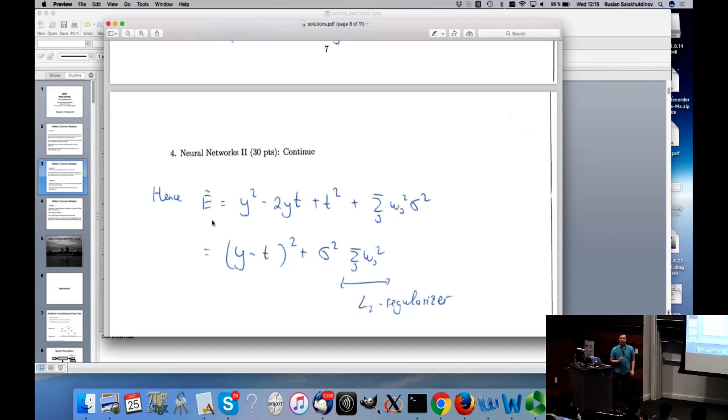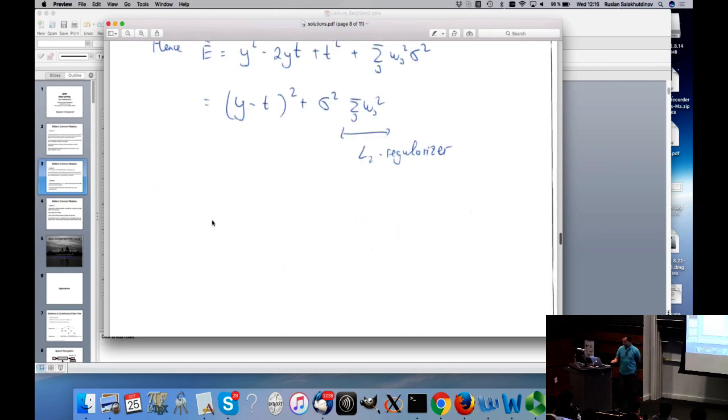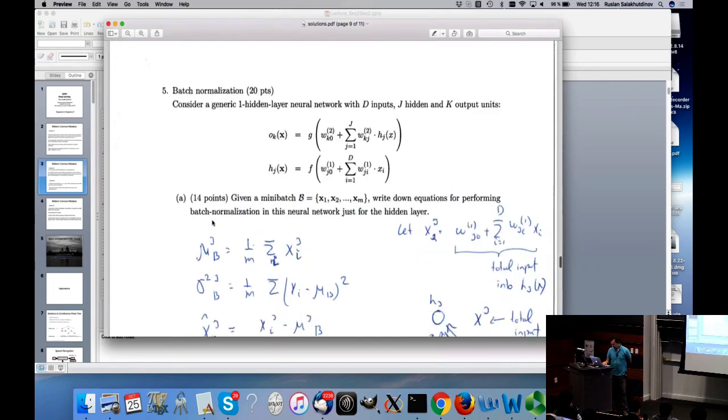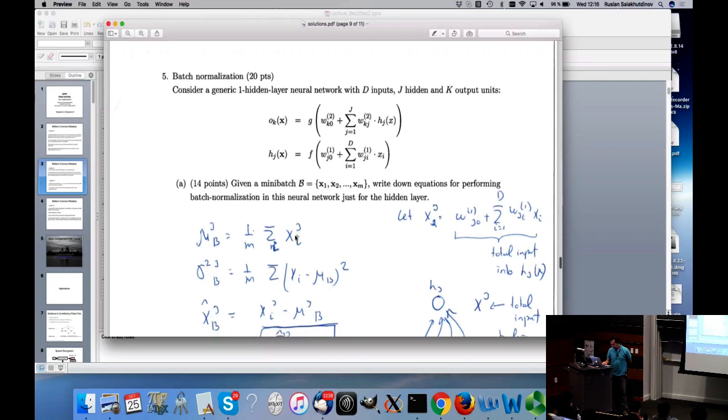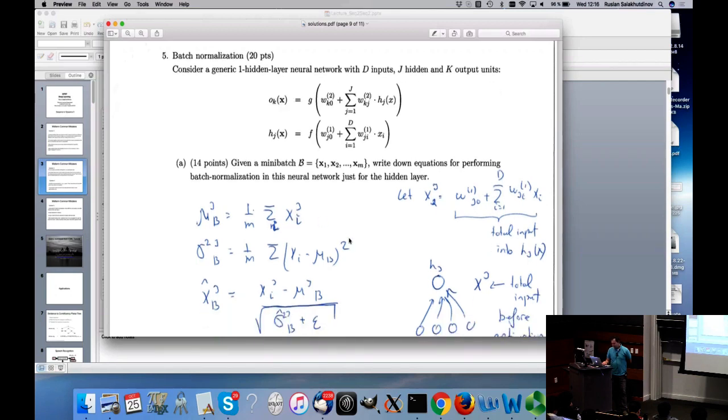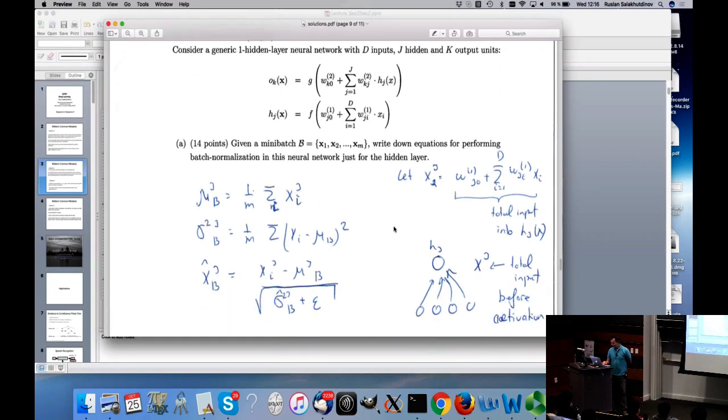So that was probably the hardest question on the exam. And then let's see, batch normalization. Okay, so here's what the confusion was about batch normalization. A lot of people got this question right because nothing difficult about it. The only trick here is the following, and if you've gotten this trick, you would get full grades: whenever you're doing batch normalization, you're doing batch normalization for the total input before the activation, right?